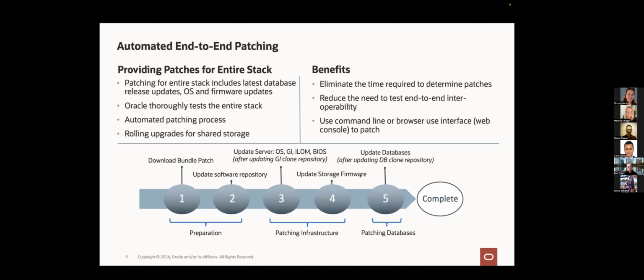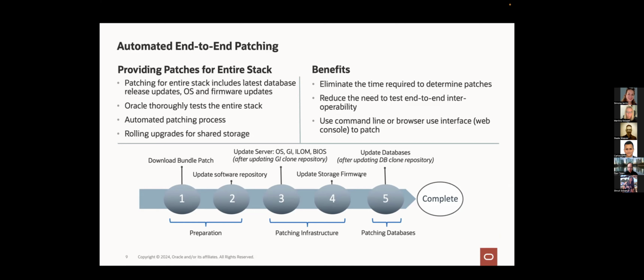And then again, we built this so the whole patching process is very simple, and the bottom really shows you the process. There are fundamentally 5 basic steps, and that's what we'll go through in our demo. You can break that up into 3 sections. One is preparation: you download the bundle patch that's all pre-tested, and you update the software repository, basically copying it to ODA so we know where the files are to create the databases.